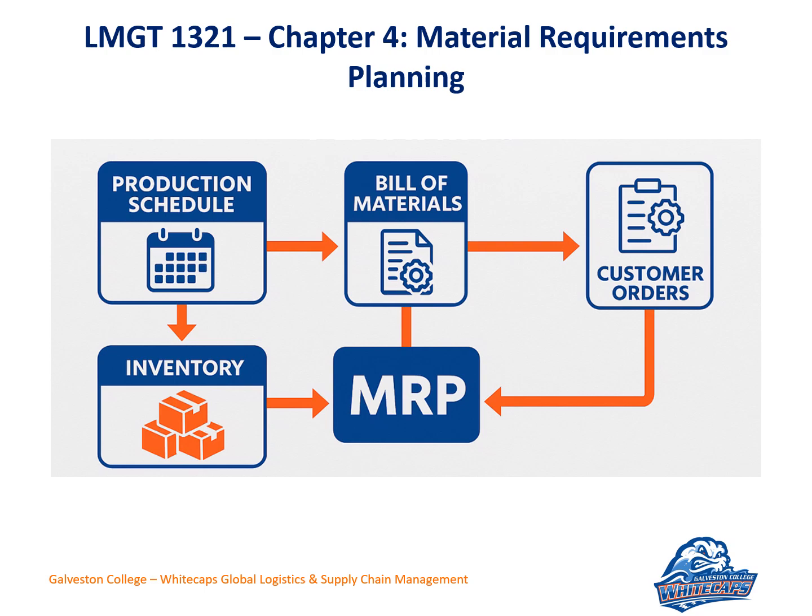Hello, class. Today we're beginning our discussion on Chapter 4, Material Requirements Planning, or MRP, which is one of the most important tools that modern production and supply chain management uses. At its core, MRP ensures that the right components are available in the right quantities at the right time to support a master production schedule.